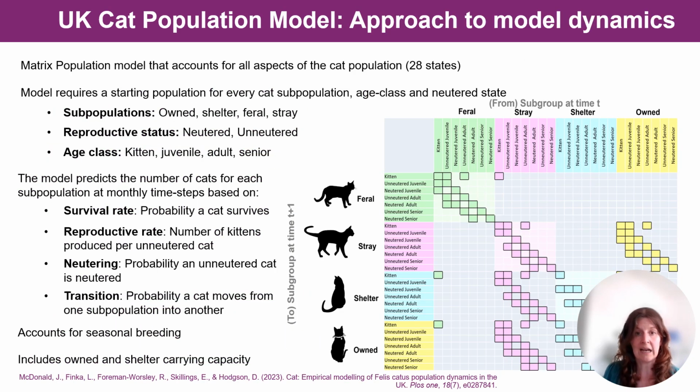So what does this model include? It's what's called a matrix population model. So basically a square of numbers that accounts for many different aspects of the cat population. Although the model is relatively simple, it accounts for a range of different factors such as the subpopulations, so whether a cat is an owned cat, shelter, feral or stray.